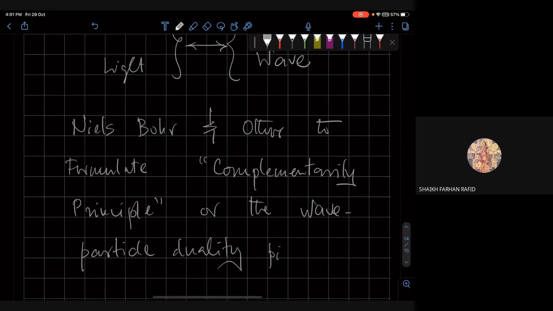Does this mean a speeding ball in the sky also has a wavelength? Yes. We shall come to that.